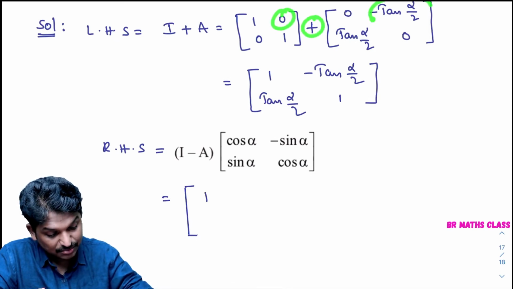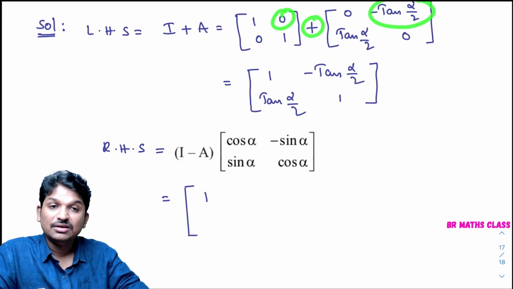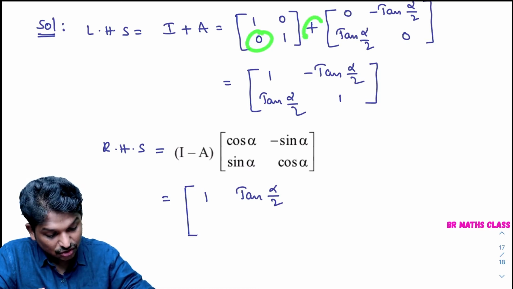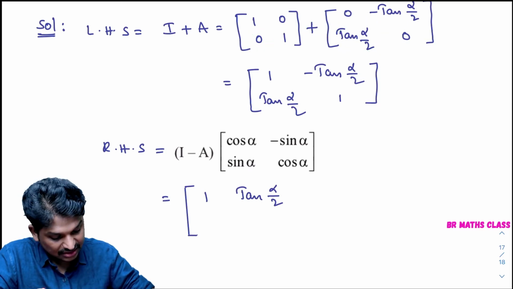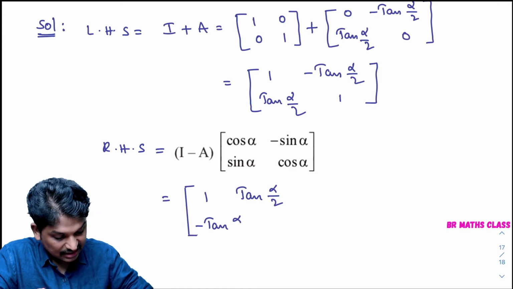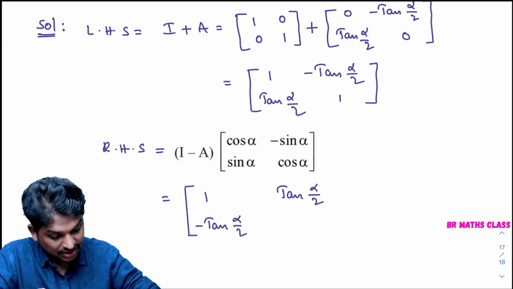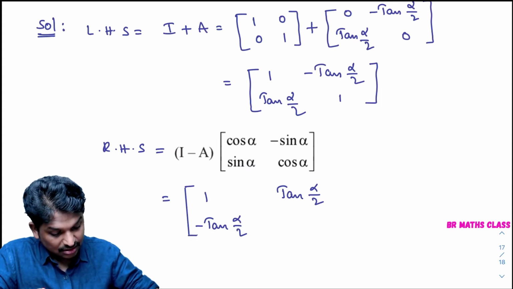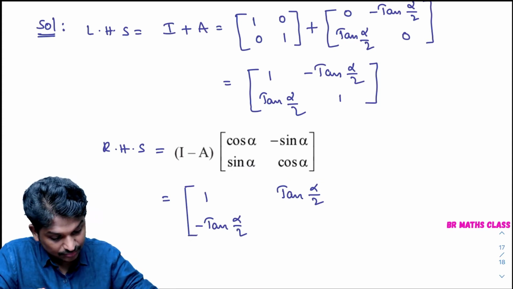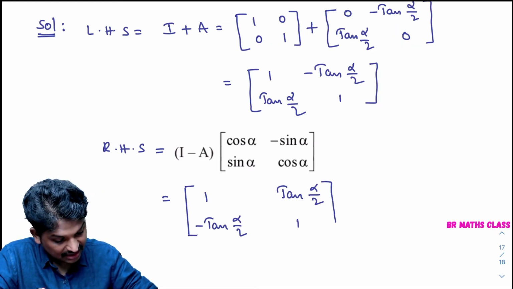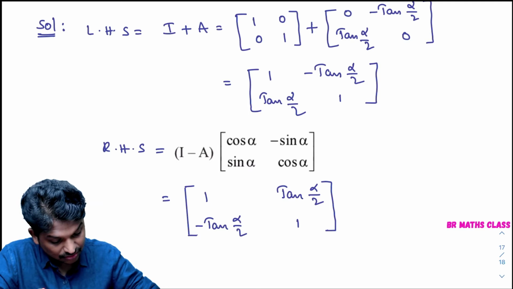0 minus tan alpha by 2 becomes plus tan alpha by 2. Now 0 minus tan alpha by 2 is minus tan alpha by 2. Then 1 minus 0 is 1. Into now this matrix.